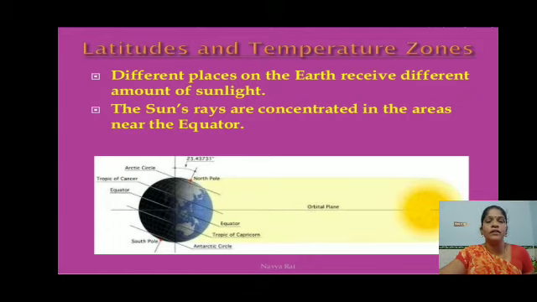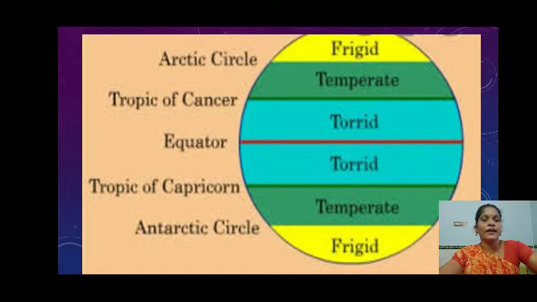So how is the place automatically? The place is automatically hot. Yes, here you listen. Here I mentioned that 0 degree is the Equator, 23.5 degree north is the Tropic of Cancer and 23.5 degree south is the Tropic of Capricorn. Then 66.5 degree is the Arctic Circle and 66.5 degree is the Antarctic Circle. Here we can see the zones, that is heat zones.